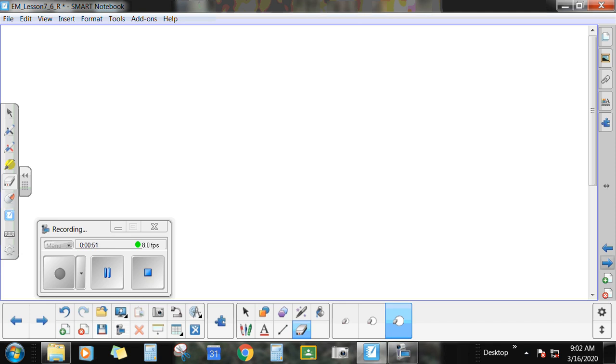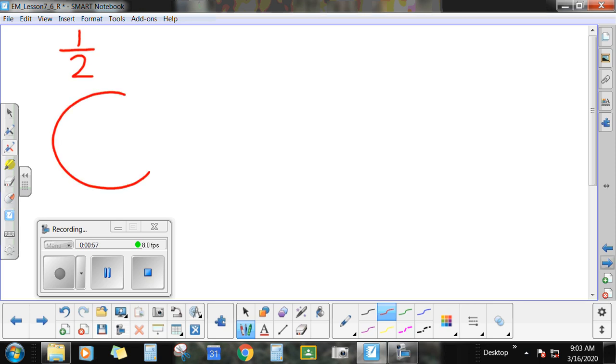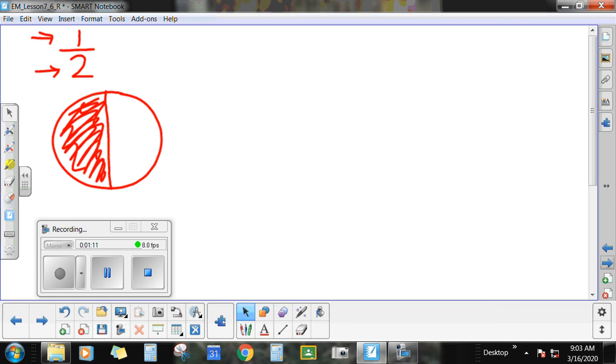So I want you to go ahead and draw for me 1/2. So make your fraction circle. You know our denominator is a 2, so we're going to divide that into 2 equal pieces. And the numerator is a 1, so you're going to shade 1 out of the 2 pieces to show me 1/2. Okay? And this is a fraction that you're completely familiar with.